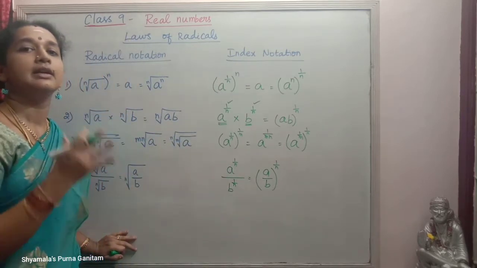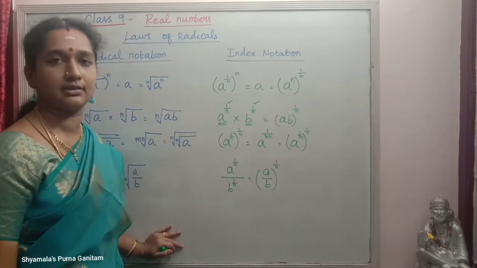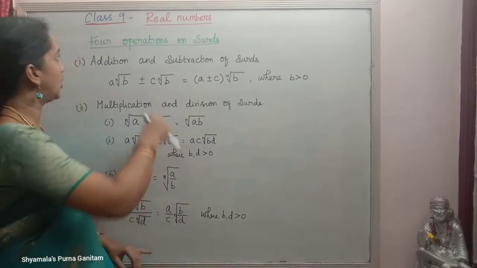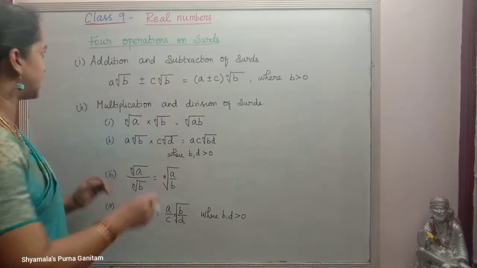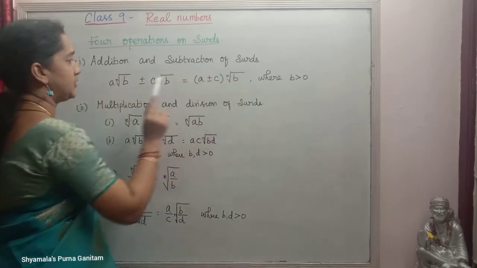Now we will see 4 operations on surds. So now 4 operations on surds. Addition and subtraction of surds. First one.